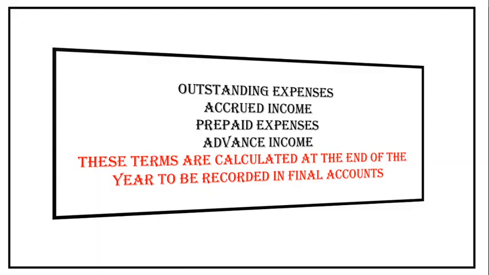Now we have some more terms related to expenses and income. These are outstanding expenses, accrued income, prepaid expense, and advance income. These are the expenses and income which we basically calculate at the end of the year for recording in the final accounts. So to prepare the final accounts, these are the terms which are required. Let's take it one by one.